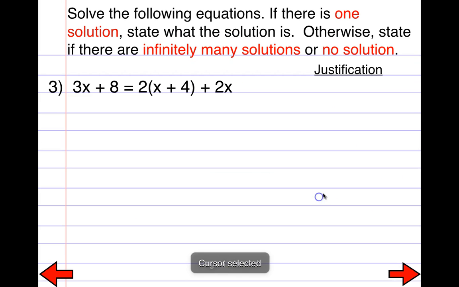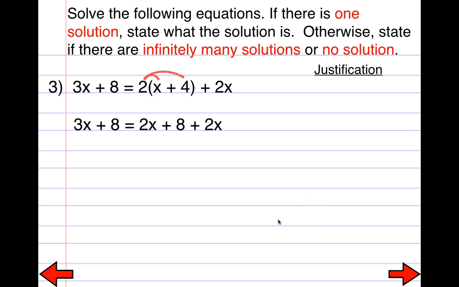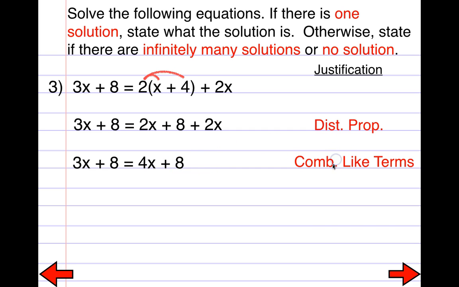So now let's move on to our next example here. We're going to go through our normal steps just like usual. Can I distribute? Yes, I can. So I'm going to go ahead and do that, and I'm going to be left with 3x plus 8 equals 2x plus 8 plus 2x. So how did I do that? Well, I got this equation by using the distributive property. Now the next thing I'm going to check is, can I combine like terms? The answer is yes. So I'm going to go ahead and do that. I'm going to end up with 3x plus 8 equals 4x plus 8. And how did I get this step? Well, I combined like terms.